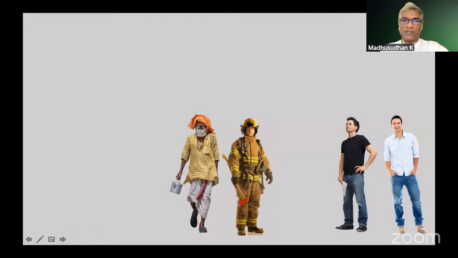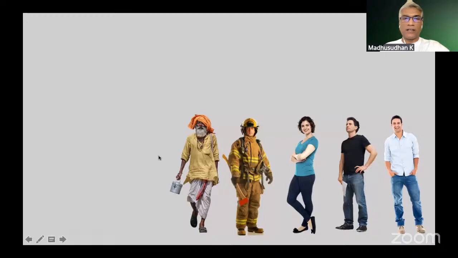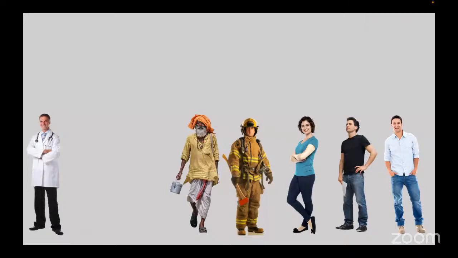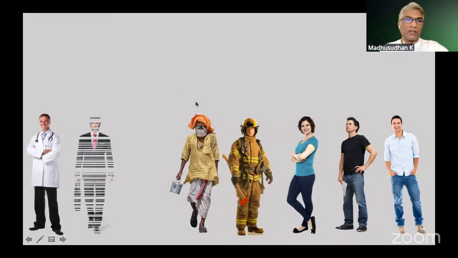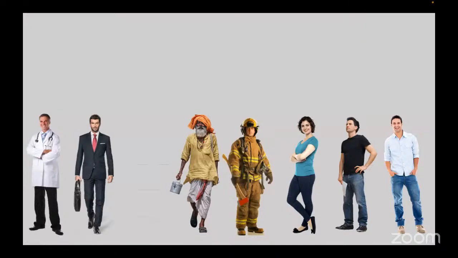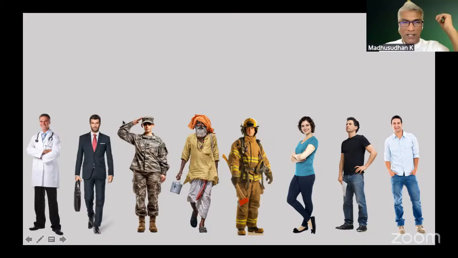Firefighter. Very good. How about this person? Similarly, this guy. A single man. Yeah, very good. And look at the other contrasting images. This individual, who is he? Doctor. Very good. How about this? Businessman. Very nice. How about this? A soldier, an army, or a military man. Soldier. Very good. It is not he, it is she.